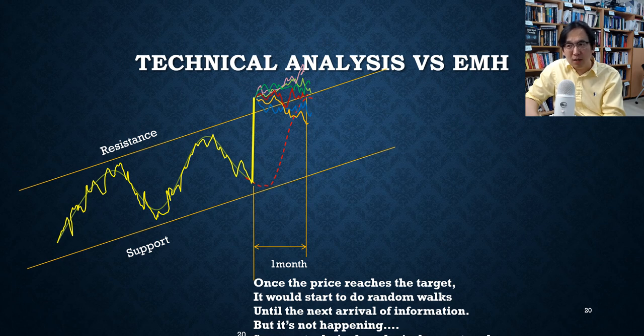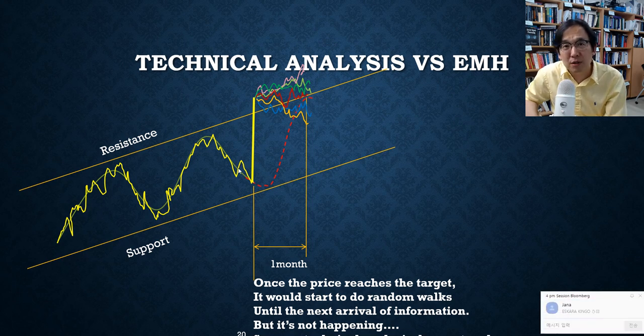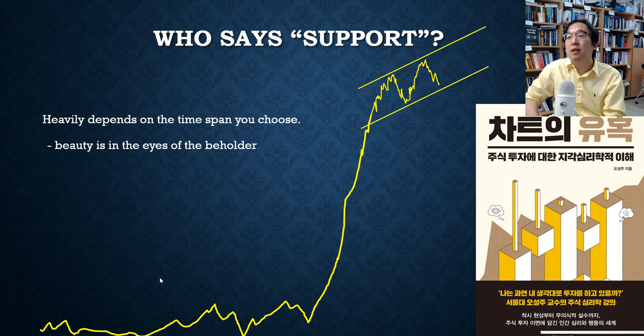But the thing is, it's not there. The price is still here, okay? Which means, given that everybody is rational, your pattern recognition scheme is a bullshit, okay? That's the message here. Number 2, who says support line and who says, this is resistance line?